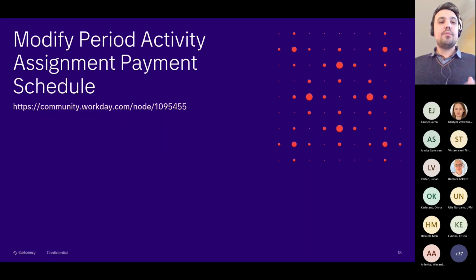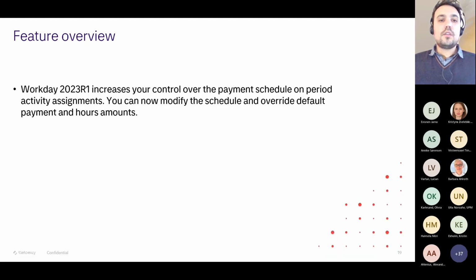The next feature is modify period activity assignment payment schedule. With this feature, you can increase how the payment schedule on period activity assignment is provided. So you can modify the schedule and override default payment and hours amount. Period activity pay is actually part of the Workday student area. So unfortunately, the demo is not available because we don't have student in our GMS tenant.